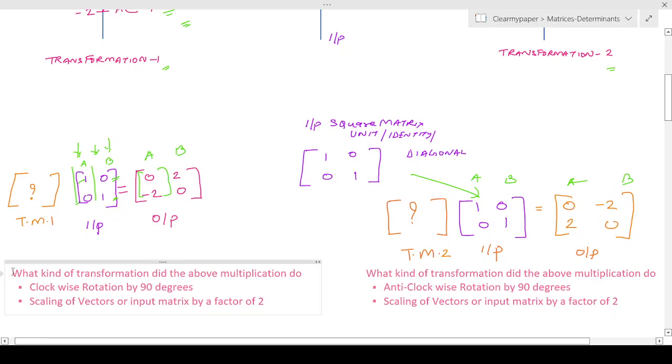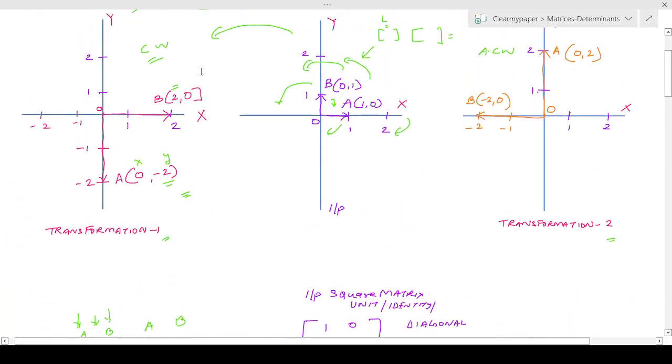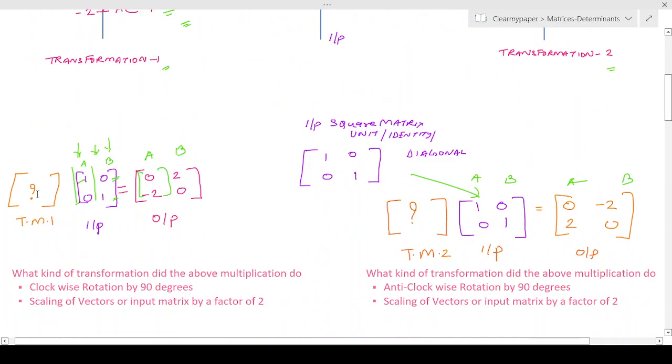So my question, or our understanding, is what should be the transformation matrix? What's the magic I need to do? What kind of matrix do I need to use on the left, so that when I multiply it with the matrix on the right, it has a transformational effect on the input matrix to give the output matrix, in this case a clockwise rotation by 90 degrees and a scaling by a factor of 2?